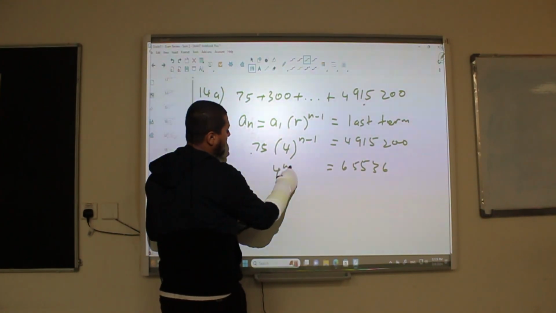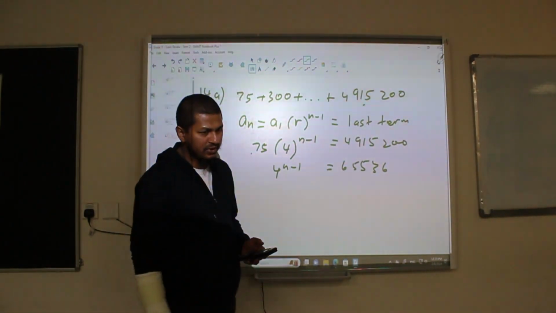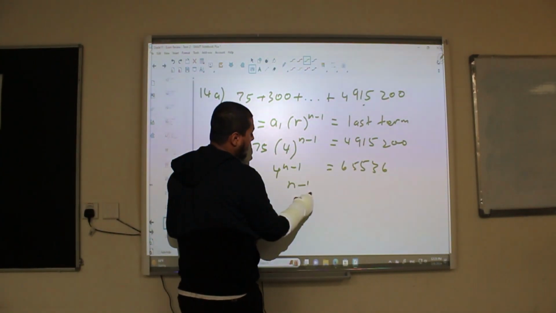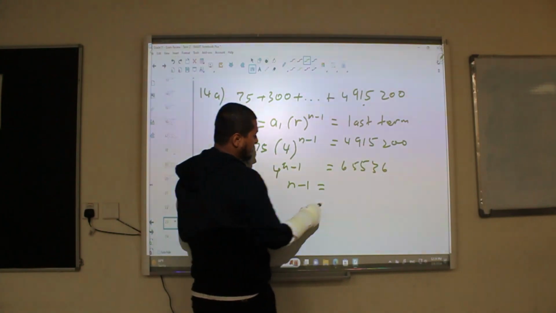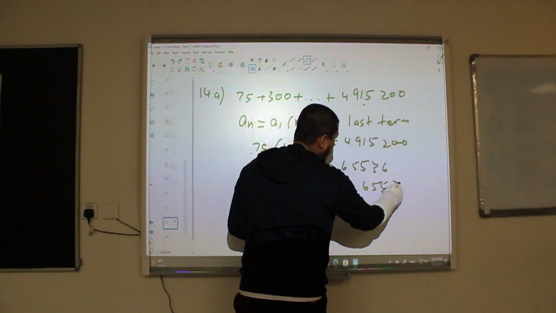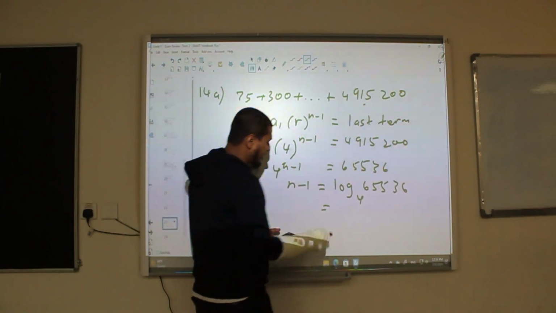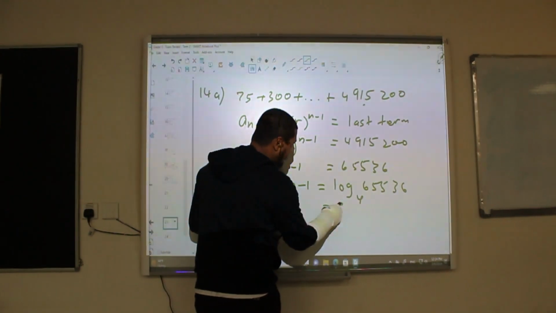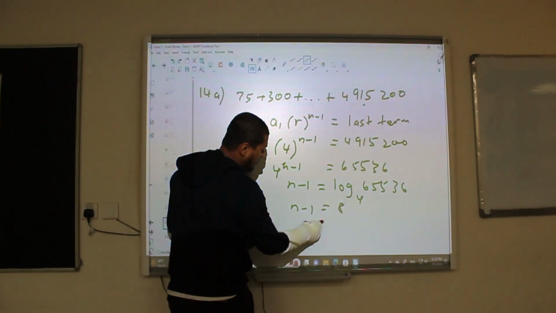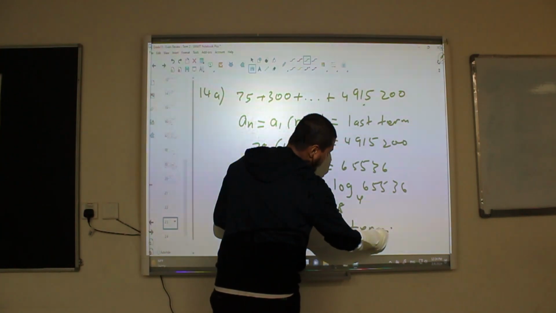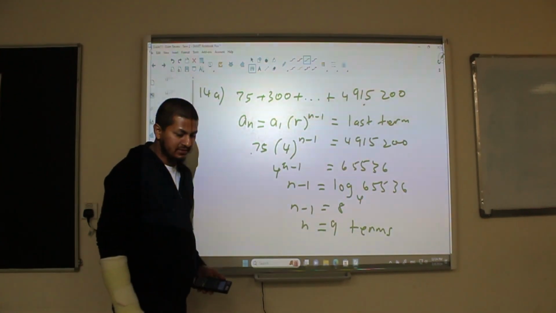65536, which is 4 to the power n minus 1. Now we want to solve for n minus 1, which we have done before, which is the log equation. Because you're solving for the exponent, we have log 65536 base 4. I'm getting an answer of 8. But remember, n minus 1 is equal to 8, so n is equal to 9. There are 9 terms in this geometric series.